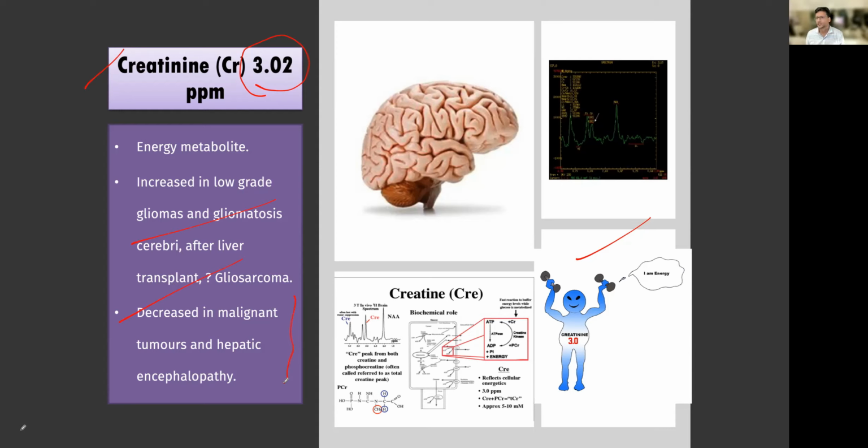Choline creatine ratio is one of the best indicators of tumor grading and of telling whether it's a benign lesion, a malignant lesion, an inflammatory lesion, or an infectious lesion. Creatine has such an important value. Creatine is a very important metabolite.